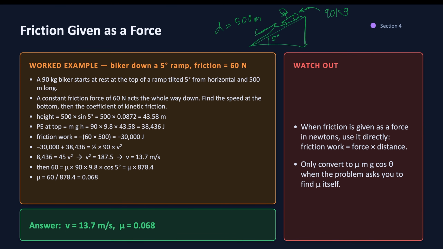So initially, what does he have? Potential energy, right? Because he's starting from the top of the ramp. He doesn't have any kinetic energy. So initially, potential energy, what is it going to look like? 90 kgs times 9.8 times height, which is 500 times sine 5, right? Because the height is here, distance is here, so you have to do sine of this times 500 to get height. And then that is equal to what? So plus no spring, no kinetic. So that's it by itself then.